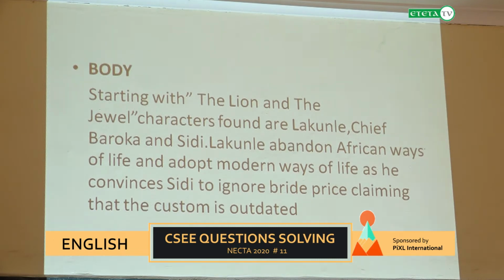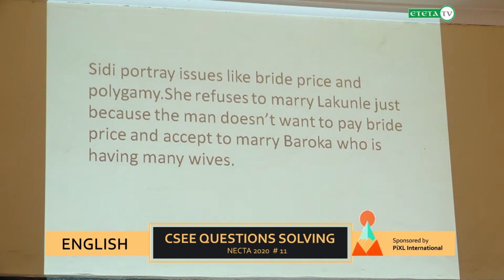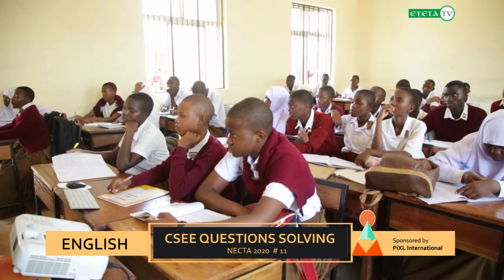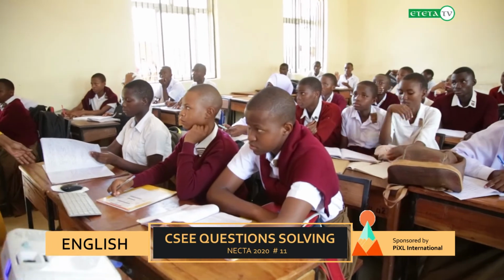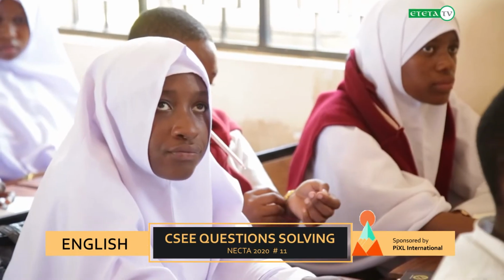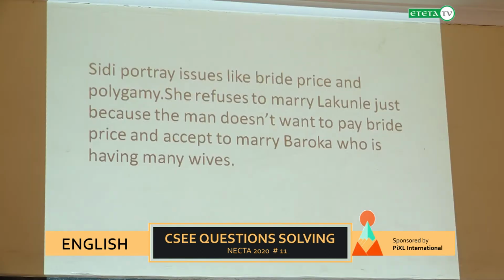Let's go to another point. Another character here is Sidi, still in the same book. Sidi portrays issues like bride price and polygamy. There is Sidi, a character. The issue portrayed is polygamy, and now you need to show how the issue is being portrayed, my dear students. She refuses to marry Lakunle just because the man doesn't want to pay the bride price, claiming that paying the bride price is like buying a woman.